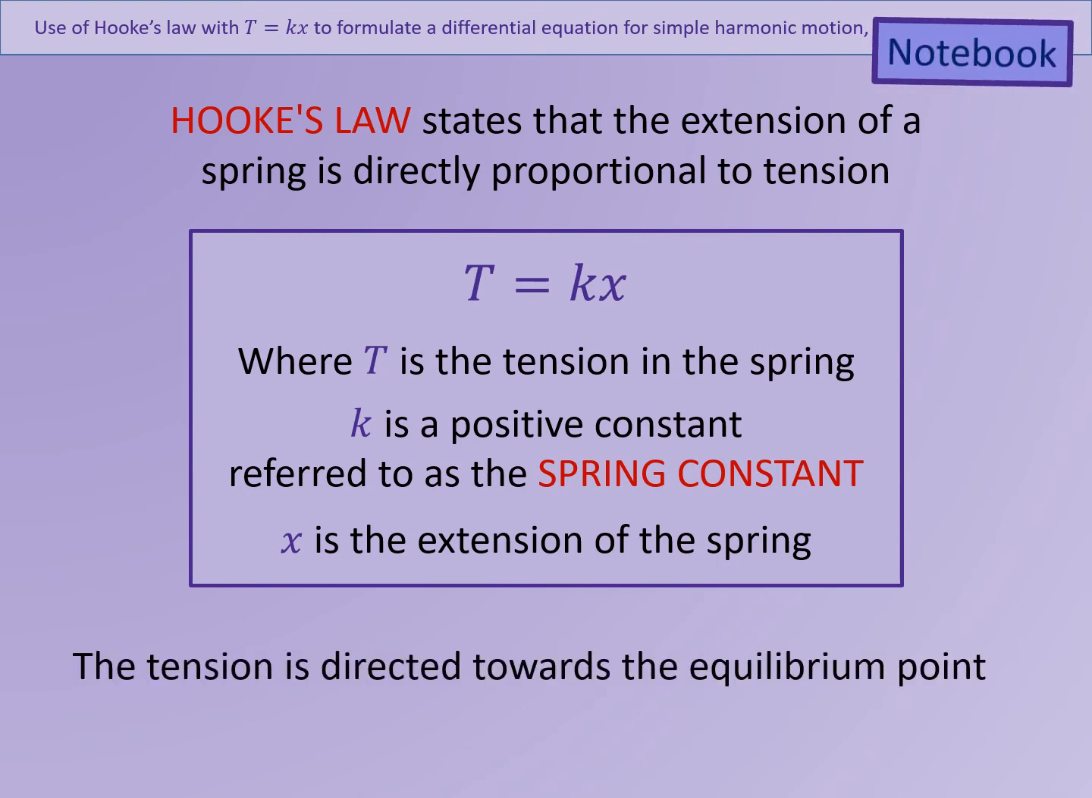Now, always the tension is directed towards the equilibrium point. So what that means is that when the weight is below the equilibrium point, tension is trying to pull it back up towards the equilibrium point. But if the weight was above and you've got the spring squashed, then T you could be thinking of as a thrust pushing it back down towards the equilibrium point. So the tension is always directed towards that equilibrium point. Sometimes it's helping you, sometimes it's working against you.